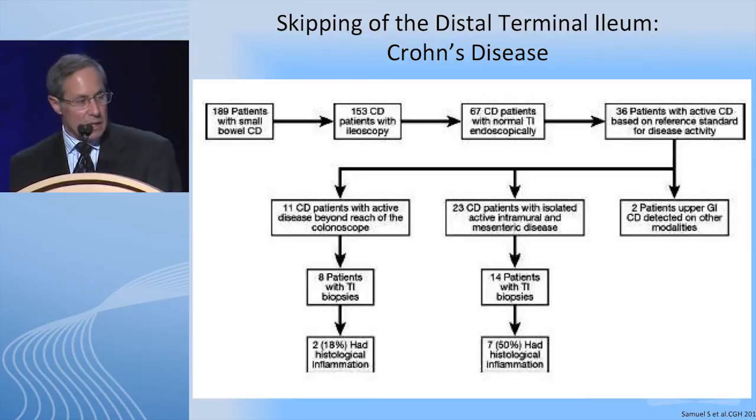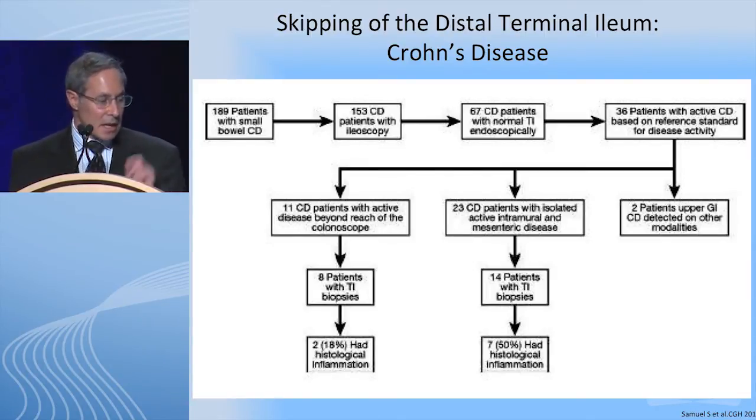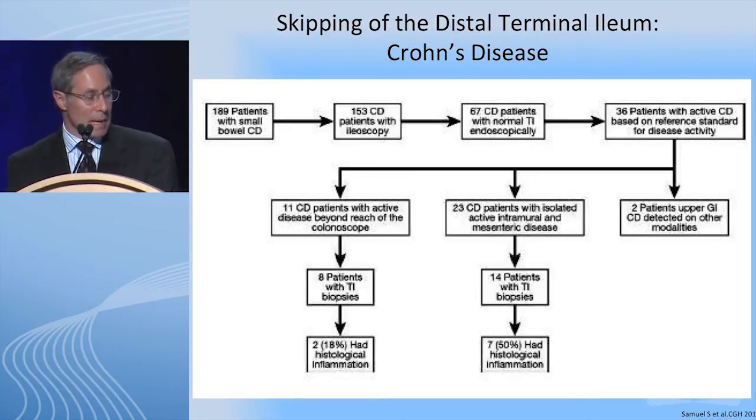This is a recent paper that depicts the fact that terminal ileum skipping may occur in Crohn's disease. In this study, there were about 180 patients with Crohn's disease of the small bowel, and 153 of them had ileoscopy. 67, or over half, had a normal terminal ileum. 36, again, over half, had active Crohn's disease based on a reference standard for disease activity. And of these, 11 Crohn's disease patients had active disease above the terminal ileum, but again, no TI involvement. And these were mostly identified by capsule endoscopy.